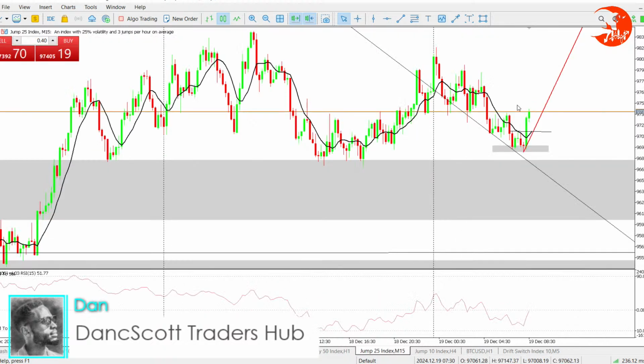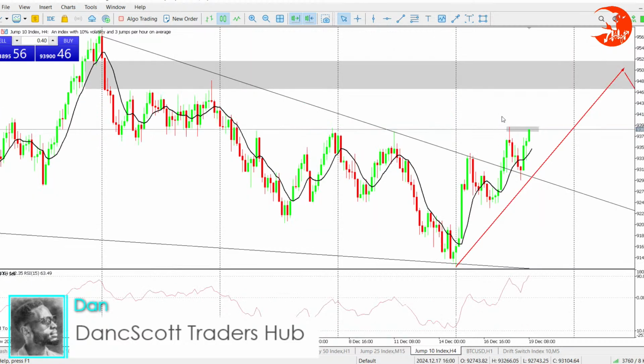V jump 25, we have a change of character. This is one that we may enter perfectly now. So I will wait for the pullback right here and then entries for the buy. We know that clearly. That's what we always look for.